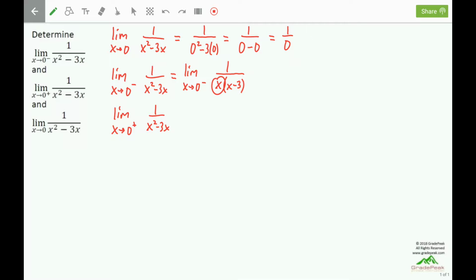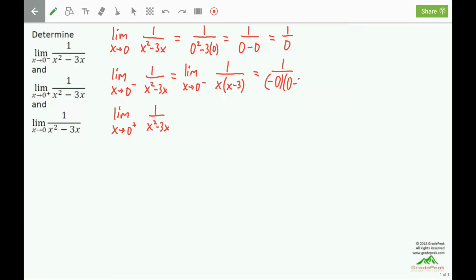Here x is approaching 0 from the left side. The left side of 0 is a negative number that's close to 0, like negative 0.01. If we plug that in for x, it will be a negative number. Now it limits to 0, so it will have a value very close to 0, but it will be negative.